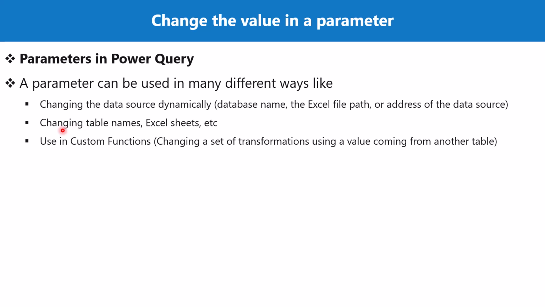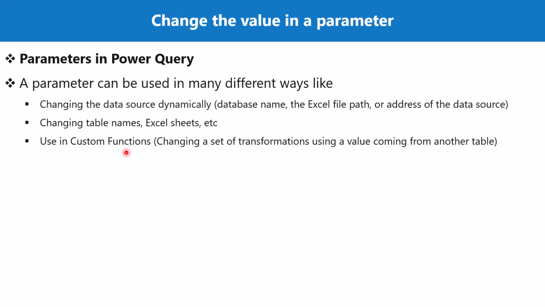Similarly, if we have connected to a database and we want to change the name of the table or a sheet within an Excel file, we can also use a parameter to pass the names of the tables or the Excel sheets. And the third use is inside custom functions. We can create custom functions inside of Power Query, and then inside these custom functions we can pass these parameters. So, changing a set of transformations using a value coming from another table. A value coming from another table can be passed as a parameter to the custom function.